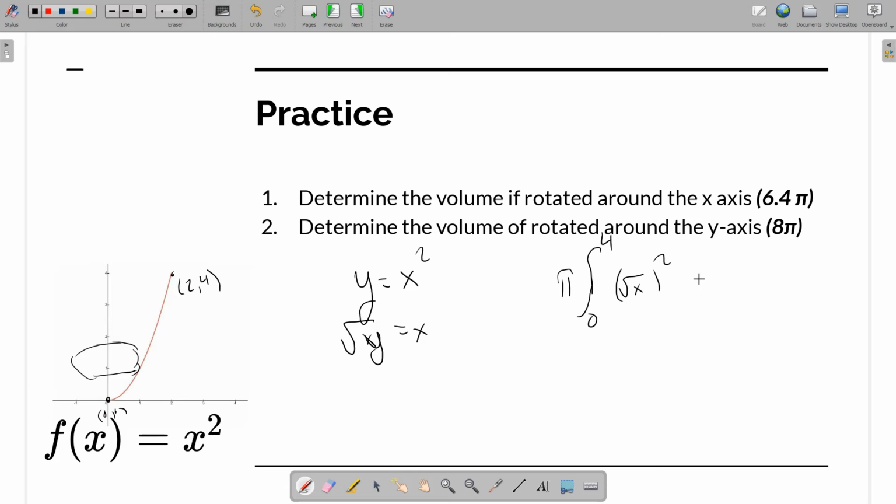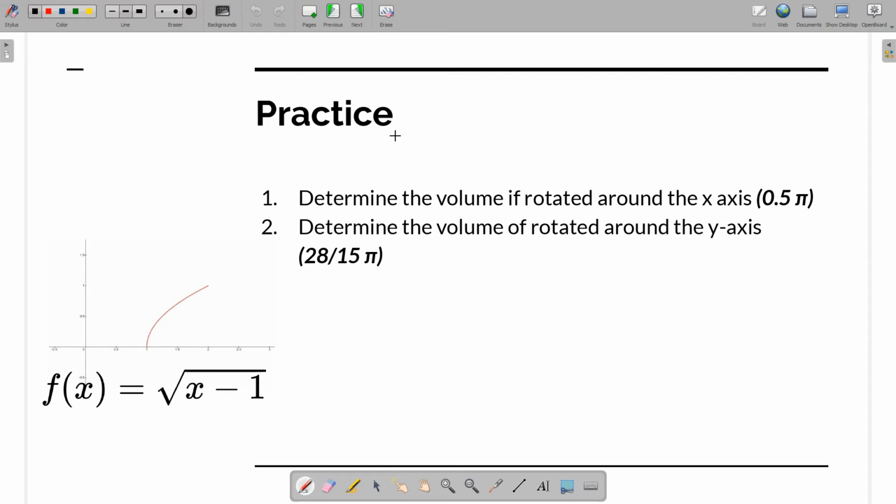and here's my pi, square root of y, and then dy, and so pi from 0 to 4, and now this is nice and easy. Square root of y squared is just going to be y dy, and then that's just going to give me pi y squared over 2 from 0 to 4. And again, you're just going to plug the 4 in, plug the 0 in, and evaluate. And when you do, you'll end up with 8 pi. So let's go to the next question.